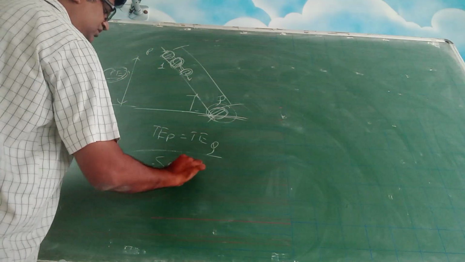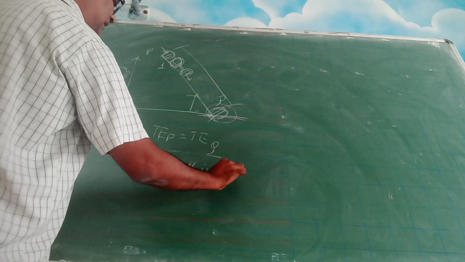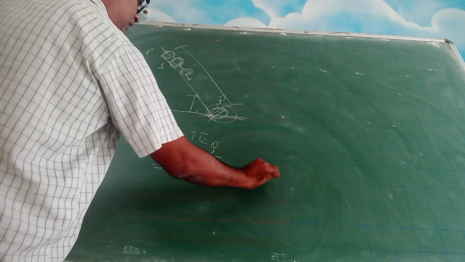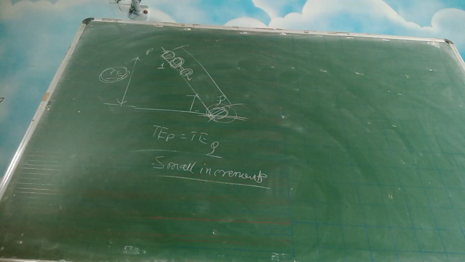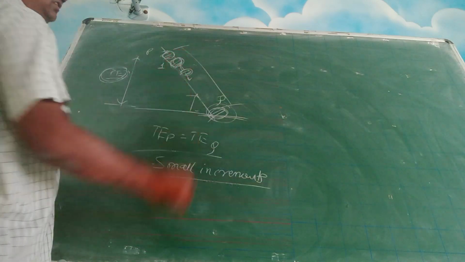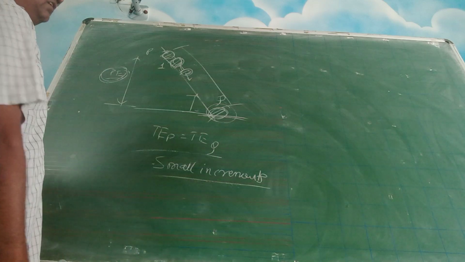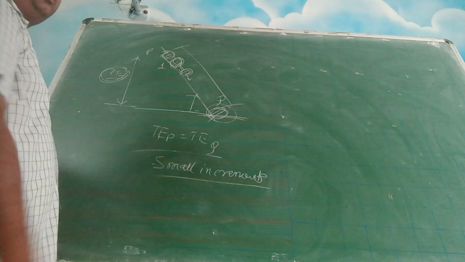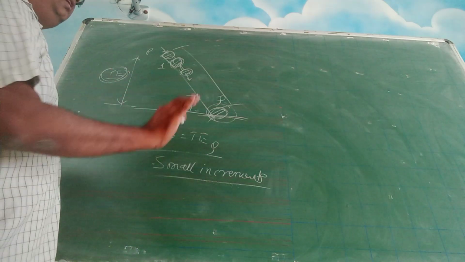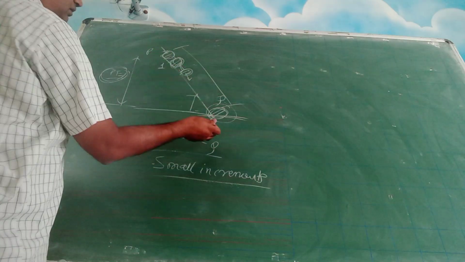So you will find this term, small increments of work. You have to understand this very carefully. Small increments of work means what? You are not accelerating the block, which means the velocity was constant. But slowly you are pushing the block down the hill.